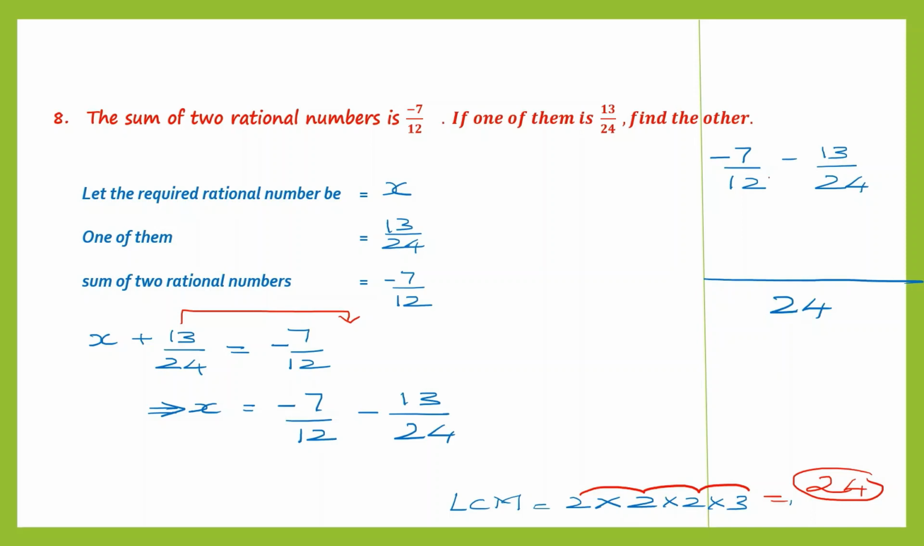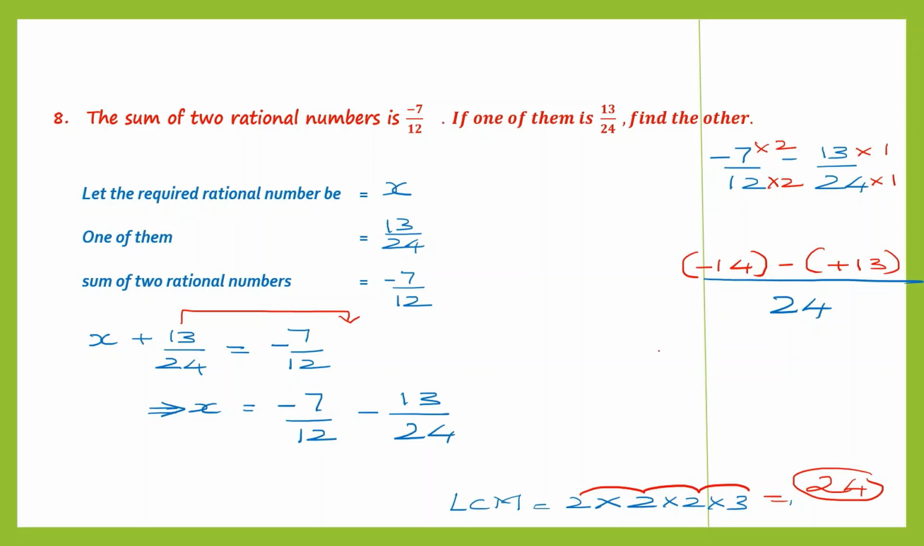Now 12 into 2 is 24. So minus 7 into 2 is minus 14. So this is minus 14. Then we go on to the next one. This is into 1. 24 into 1 is 24. So 13 into 1 is 13. We have a minus sign here. So this is plus 13.